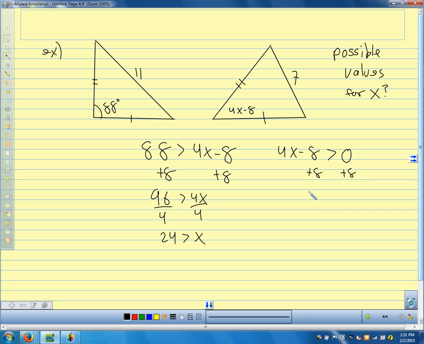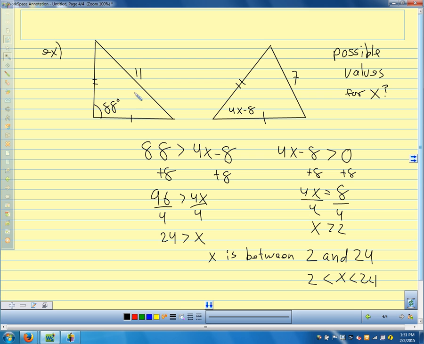I add 8 to both sides. I get 4x equals 8. Divide by 4, and x is greater than 2. So this tells me that x is between 2 and 24. Or the other way we write that is 2 is less than x, less than 24. So x is between 2 and 24. That makes sure that this angle is the biggest angle. All right, questions there?